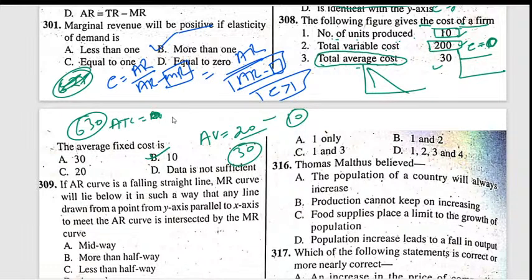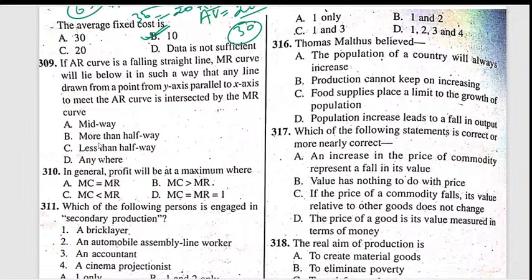So it is the sum of total variable cost plus total fixed cost. Variable cost is coming 20 from here, because 200 divided by 10, plus something, which means total fixed cost. Total average cost is 30, so TFC will be 30 minus 20, so it will be 10. Moving ahead to the next question. 308, the answer is 10 only, it is B.